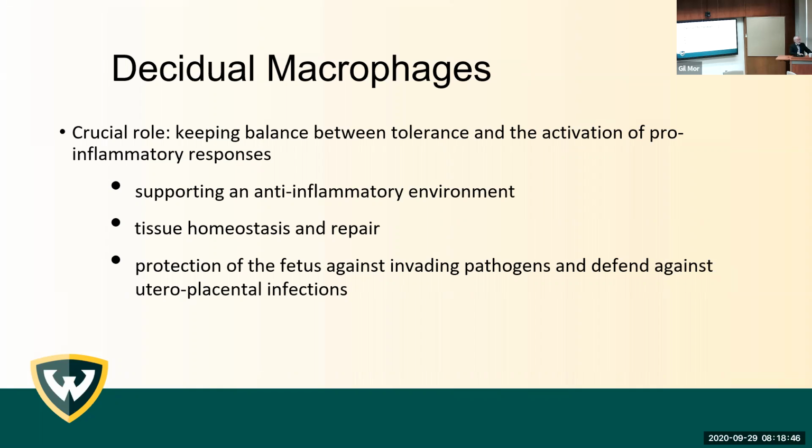As I mentioned, they are important in tissue homeostasis and repair. They are cleaning all the dying cells, especially in the early implantation, and they protect the fetus against invading pathogens. Pathogens coming from the blood of the mother, or pathogens coming from the lower reproductive tract through the vagina and the uterus. They are the first barrier preventing that.